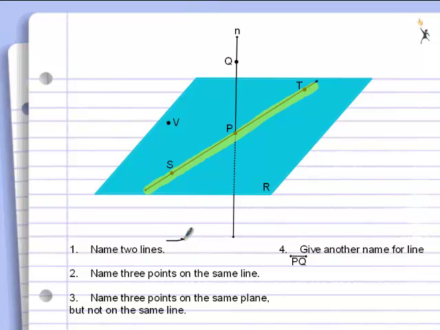One of the ways that we name a line is with 2 points. There are 3 points on that line. You can pick any 2. I'm going to use the two endpoints ST.